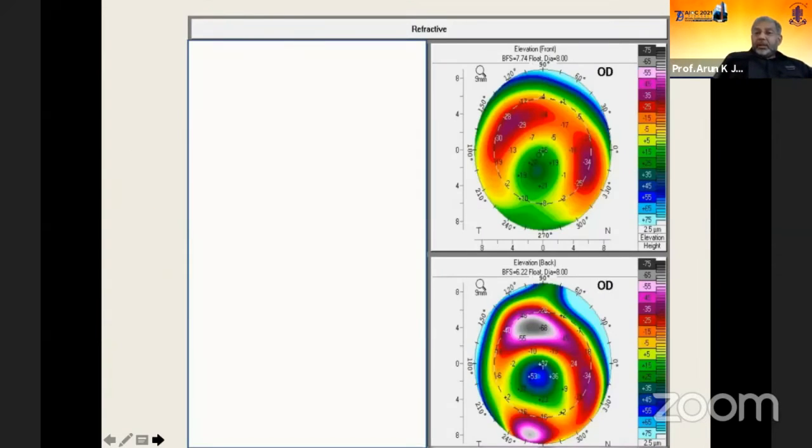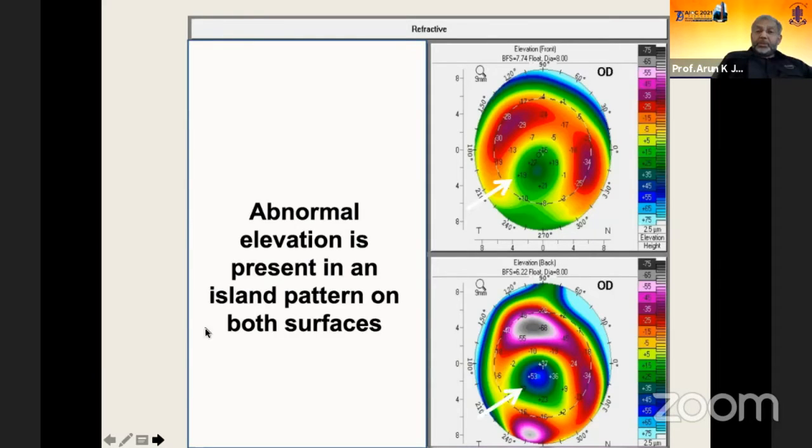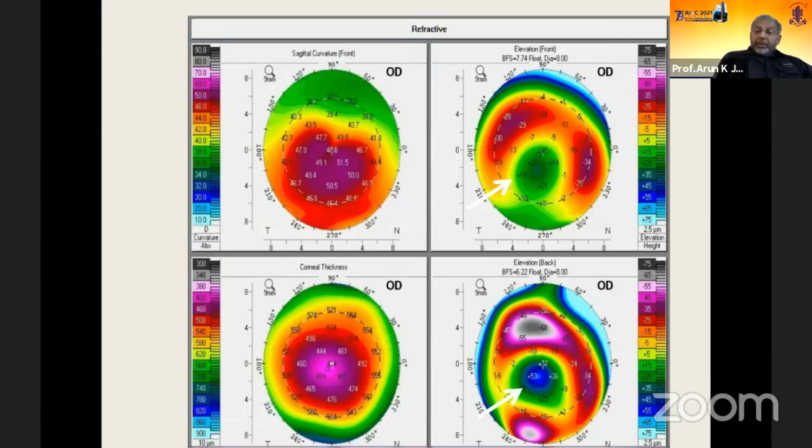This is the right eye, front and back elevation of a patient. You can see the elevation of 27 micron on the front and 53 micron on the back elevation, and these are significant. And this is the anterior elevation map. You can see that corneal thickness is just 418 and the K value is to the tune of almost 50 diopter.